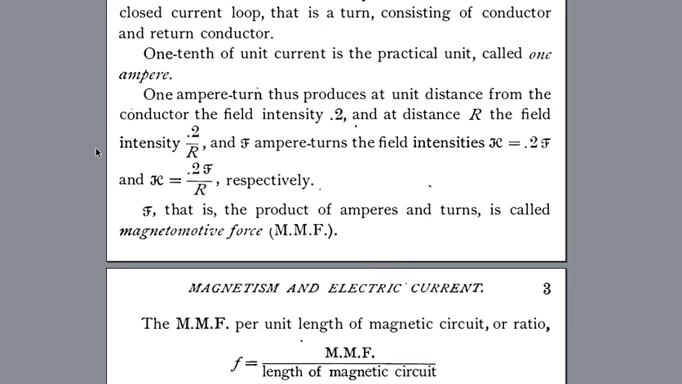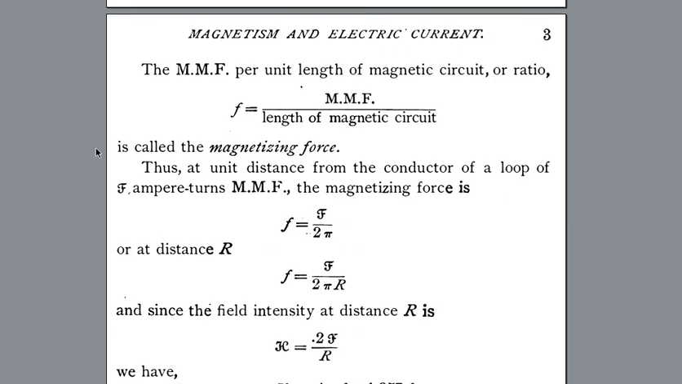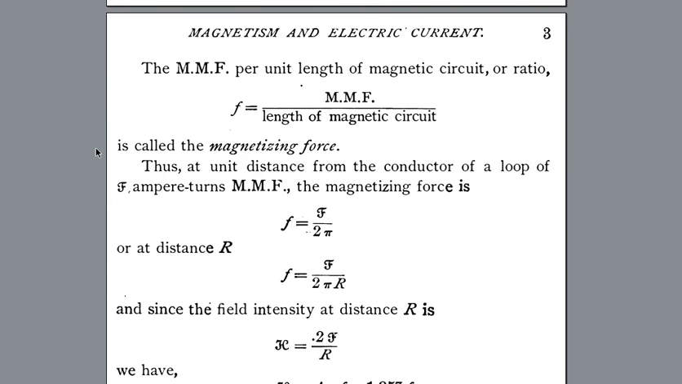The magnetomotive force per unit length of the magnetic circuit, or the ratio magnetomotive force divided by the length of the magnetic circuit, is called the magnetizing force. Thus, at unit distance from the conductor of a loop with f ampere turns magnetomotive force, the magnetizing force is F = f/2π. At a distance r, the magnetizing force is F = f/(2πr).